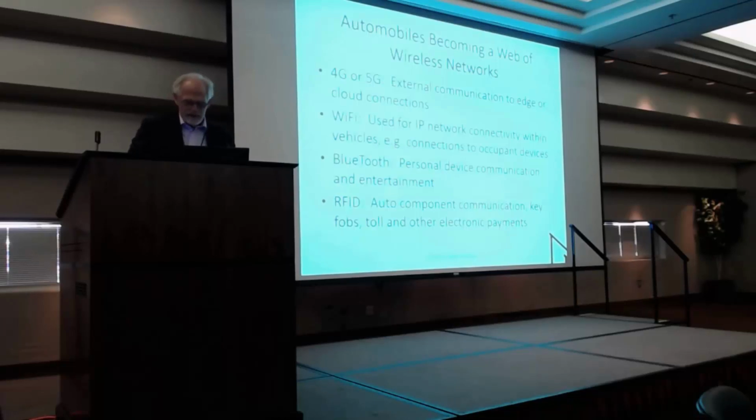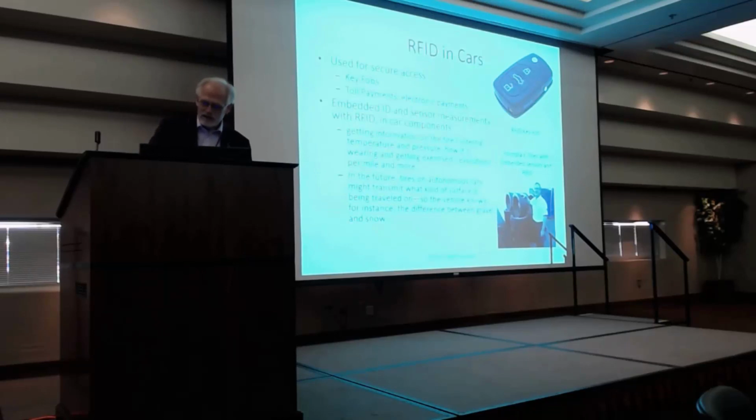And then RFID, which has been around for a while, is a very low-cost radio. Often passive, though it could be active as well. That might, for instance, be used to get data from your tires to tell you what's going on with them while you're driving along. In fact, RFID in cars is used in key fobs for toll payments.